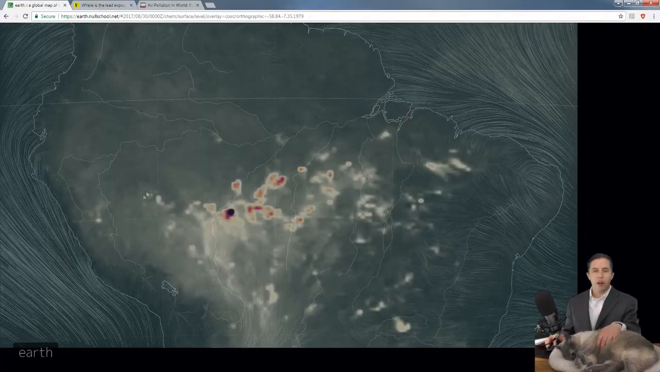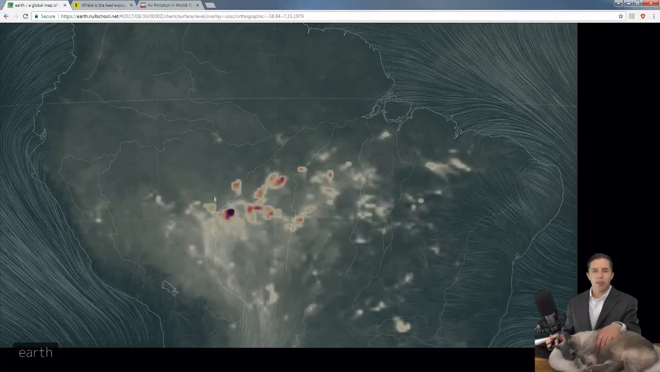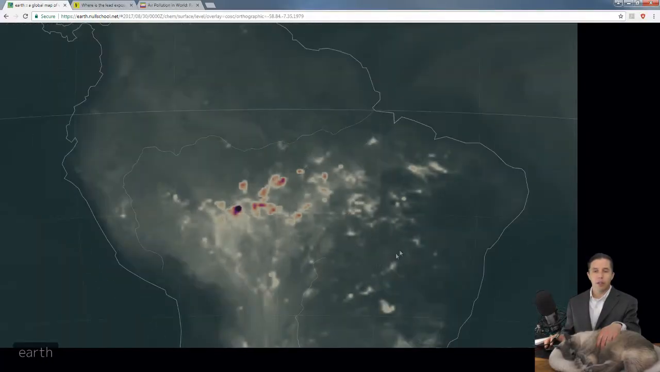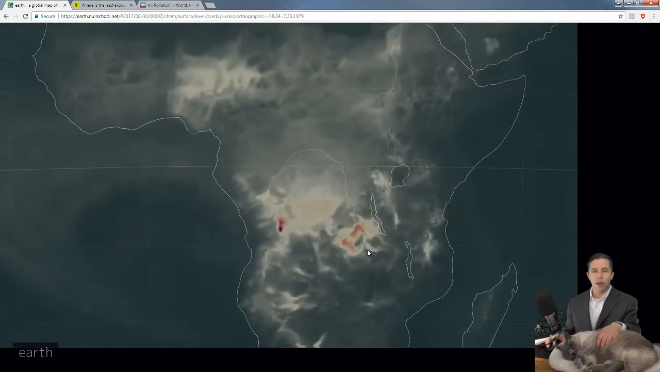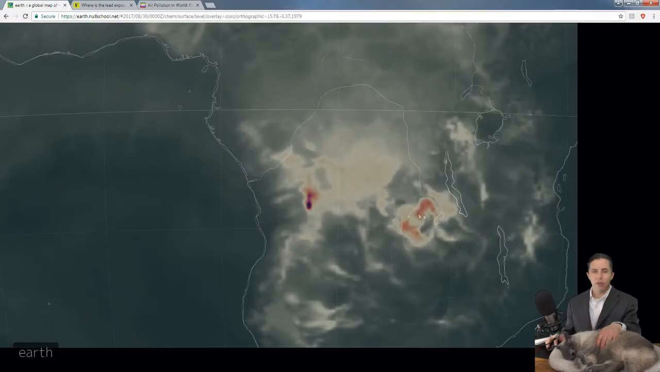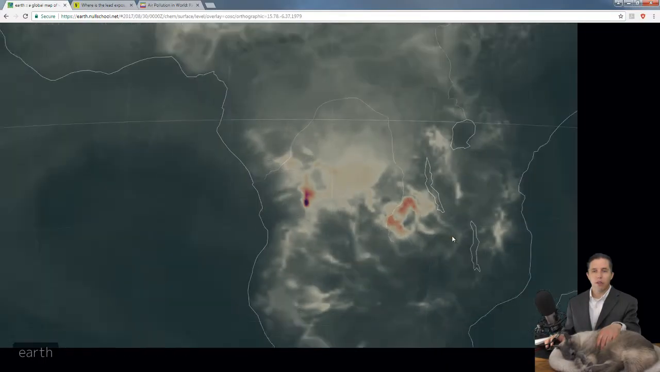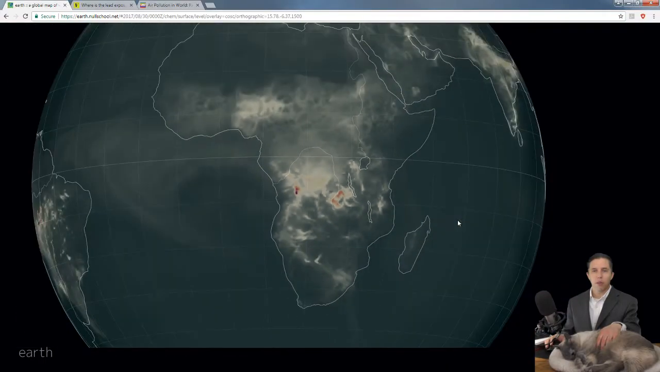So this is all agriculture practices here, mostly to grow cattle to sell to us. In fact, if we look over here in Africa, we got some more over here. Each one of these little spots is a place where there's a fire due to slash and burn, for the most part.